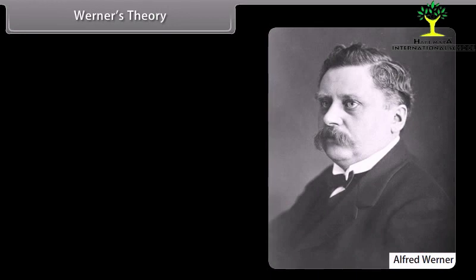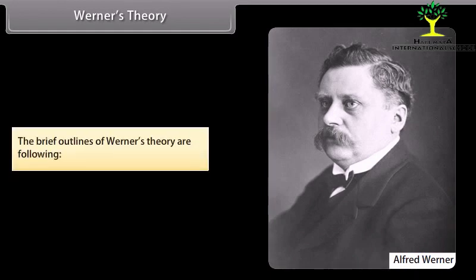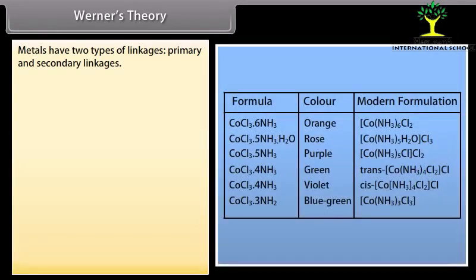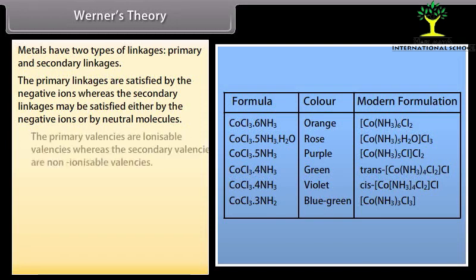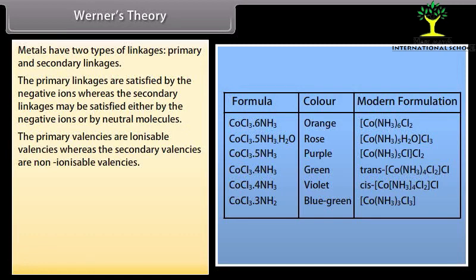Werner's Theory. In 1893, Alfred Werner successfully explained the properties of coordination compounds in terms of their structure. The brief outlines of his theory are following. Metals have two types of linkages, primary and secondary linkages. The primary linkages are satisfied by the negative ions, whereas the secondary linkages may be satisfied either by the negative ions or by neutral molecules. The primary valencies are ionizable valencies, whereas the secondary valencies are non-ionizable valencies.